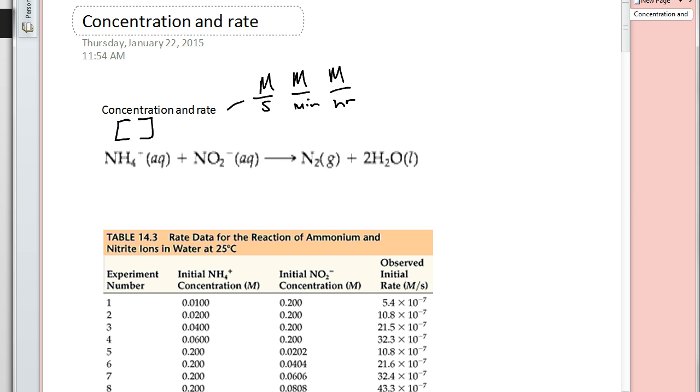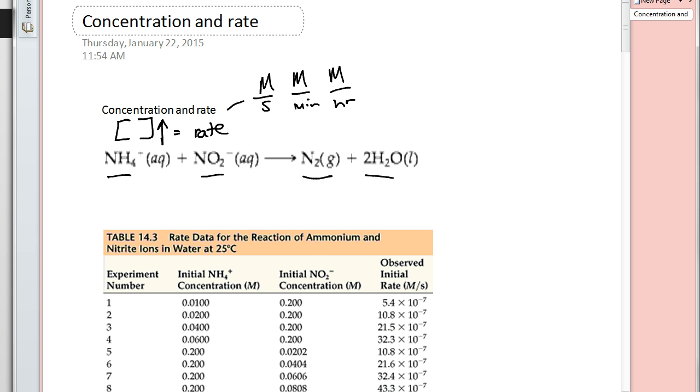And so we talk about rate with how fast reactants can disappear and typically how fast products can appear. That's what we talk about when we talk about rate. And we remember that typically as concentration increases, the rate of a reaction increases. It's one of those four things that can affect the rate of a reaction. Concentration is one of them.